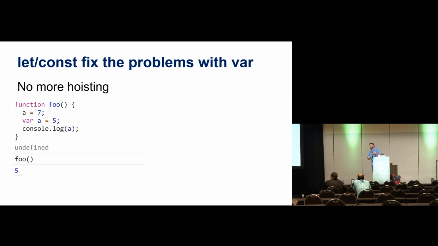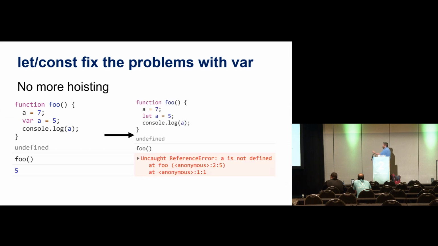Personally, though, as, again, a C# Java-style developer, I look at this and I say, that code is wrong. I'm using a variable before I declare it. Why is that not throwing an error? Well, thankfully, in ES 2015, again, a is not defined. When I say a equals 7, I haven't declared a yet.